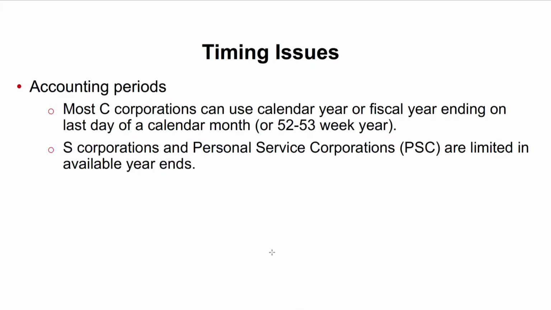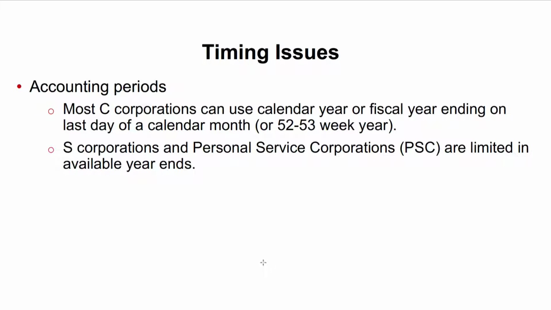So timing issues, we're talking about the when question. The first thing that we need to look at is the accounting period. Most C corporations can either be a calendar year, which is January 1st to December 31st, or fiscal year end, which means other than calendar year. Depending on usually the type of business, different industries usually have different types of year ends. So for example, in the accounting industry, lots of businesses have June 30th fiscal year ends.